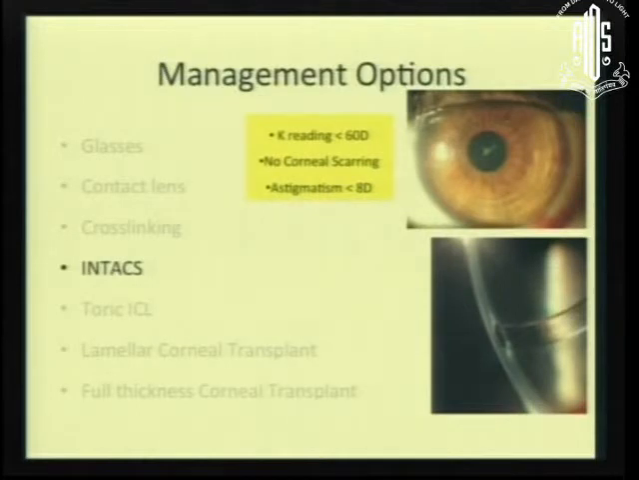The next thing you can do for these patients is the implantation of intracorneal rings. Intacs is one such device. And again here, it's good for early to moderate keratoconus. The K-value should be less than 58 to 60 diopters. There shouldn't be any corneal scarring. And ideally, the astigmatism should be within 7 to 8 diopters. Greater than that, sometimes the visual improvement is not something that the patient desires.